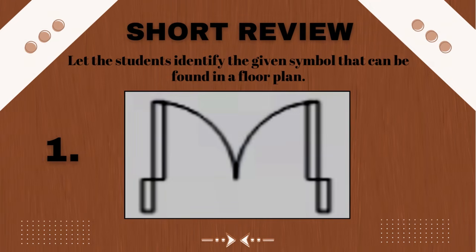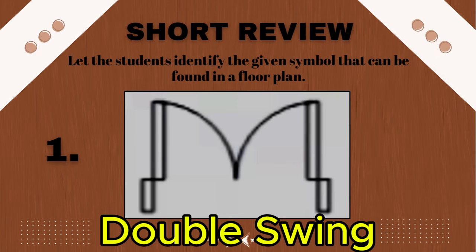Before proceeding with our topic today, we will begin by reviewing the previous lesson. Let the students identify the given symbol that can be found in a floor plan. Number 1. The answer is double swing.